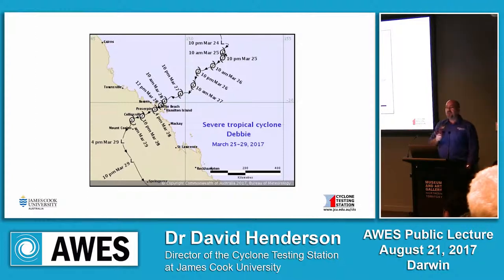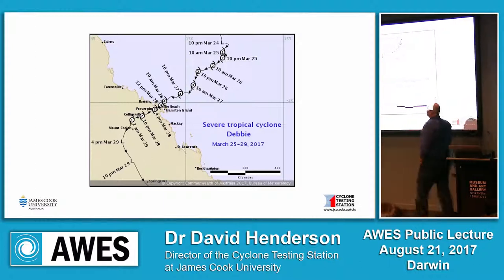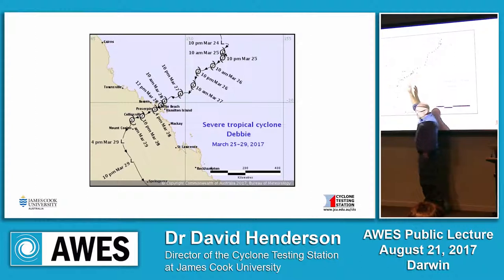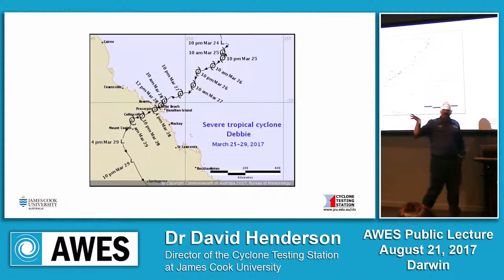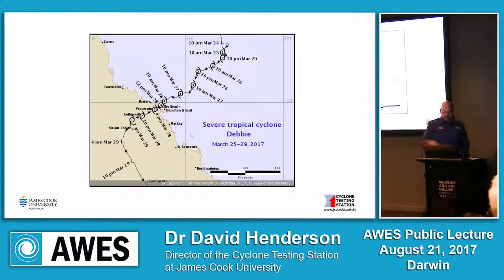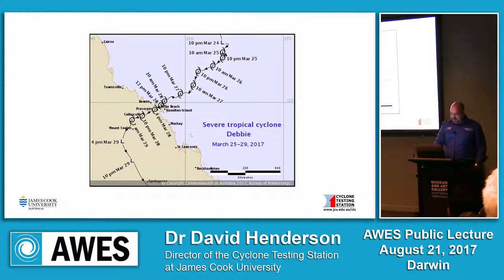It was moving incredibly slowly. It was a very slow-moving event. It hung over the Hamilton Island area for about 12 hours, just slowly rotating, then moving through as it pivoted and turned. So it was a very long, exhausting event for everyone inside it.